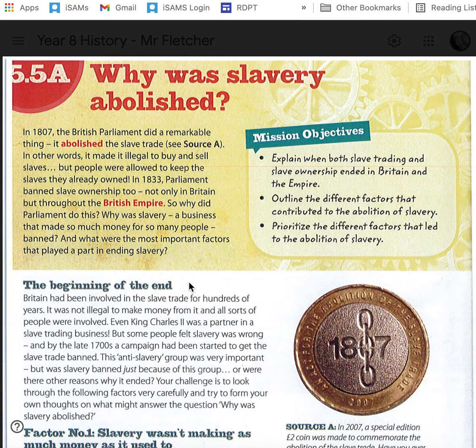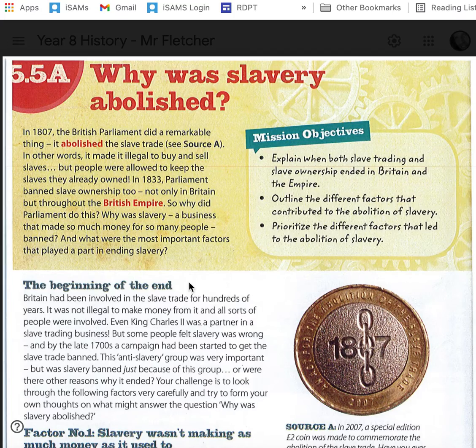In today's lesson then, we're actually going to go on to the end of our story now and try to analyse why slavery was actually abolished. That means banned, made illegal in the year 1807 by the British Parliament in England.